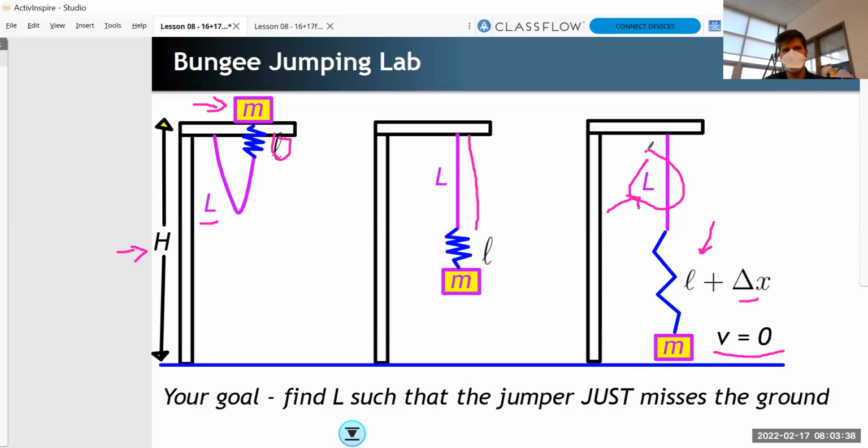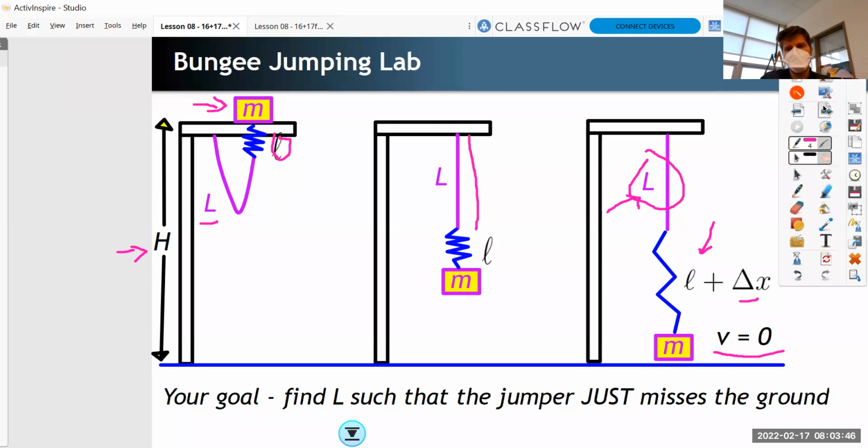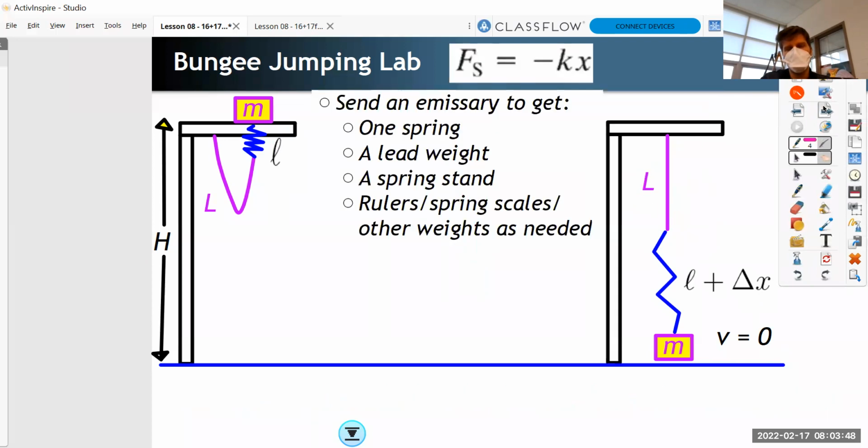If your string is way too long, it's going to slam into the ground without the spring ever stretching. So there's 2 parts to this lab. The first thing we need to do is figure out our spring. So let's go get some materials.